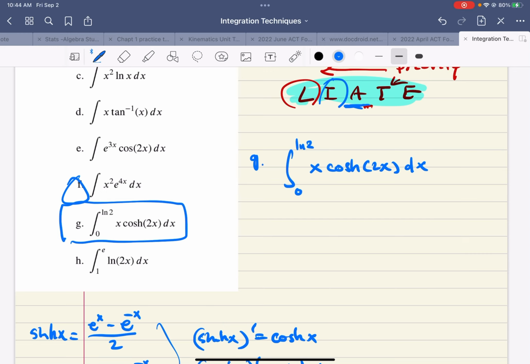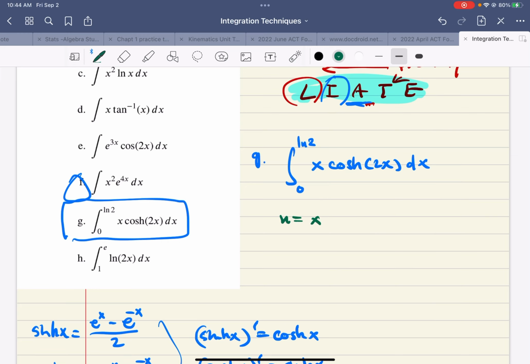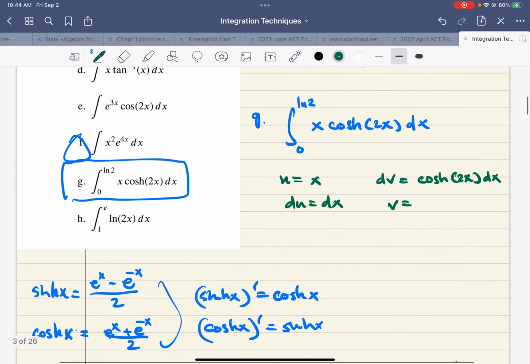So this one also, what you're gonna do is u first, right? So u is then arithmetic. I'm gonna use a different color. Let's say u equals x, and dv equals hyperbolic cosine 2x dx. So du equals just dx. V, when you take the integral of hyperbolic cosine, so 1/2 by chain rule, and like I said, hyperbolic sine 2x.